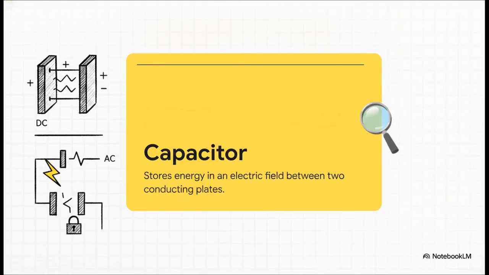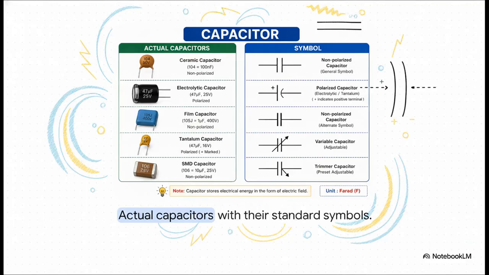So a capacitor stores energy in the electric field between two conducting plates that are separated by an insulating material, which we call a dielectric. The really crucial point is how it behaves in a circuit. It blocks steady direct current, or DC, but it happily allows alternating current, AC, right through. It strongly opposes any sudden change in voltage, and once it's fully charged up, it effectively acts just like an open circuit.